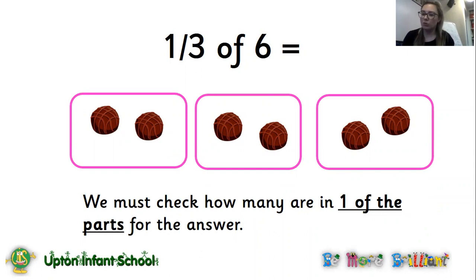If I was looking for 2/3 of 6, then I would look at 2 of the boxes, and I could go, oh, 2 in that box, 2 in that box. So 2/3 of 6 would be 4. But remember, I'm only looking at 1/3. That's what we're focusing on for this week. So I just look into one of the boxes. So I can see that 1/3 of 6 is 2.